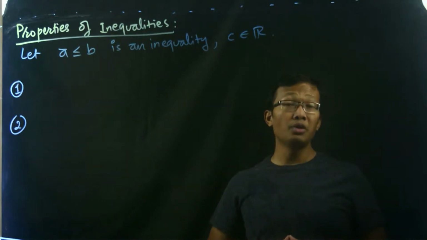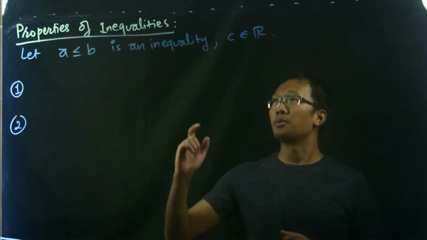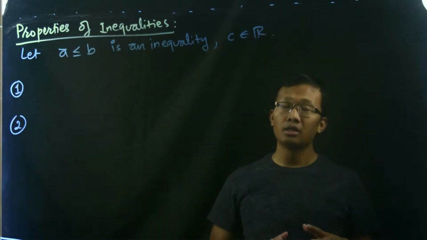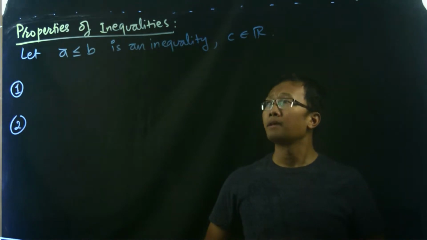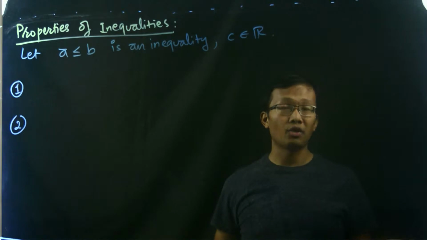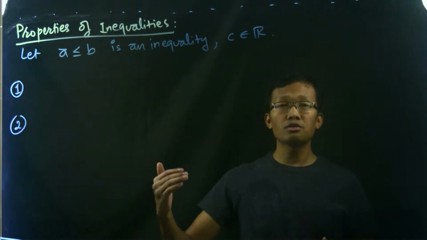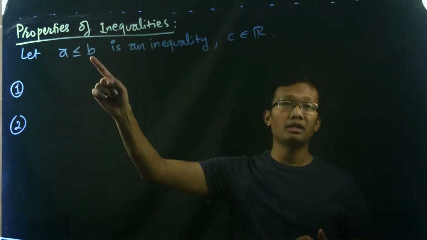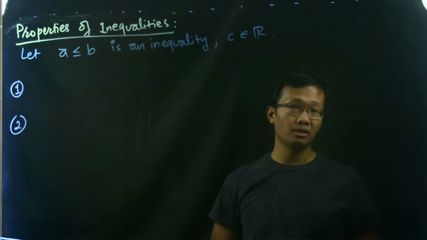Since we will be dealing with inequalities, let's talk about properties of inequalities, and we will try to solve inequalities. Let us consider A is less than or equals to B as an inequality. The properties that we are going to discuss will also hold for A is greater than B, A is greater than or equals to B, and every kind of inequality.